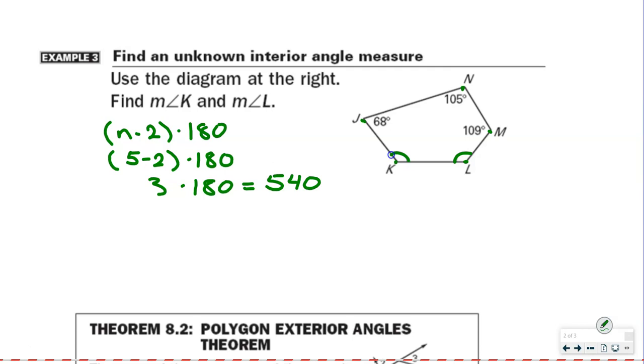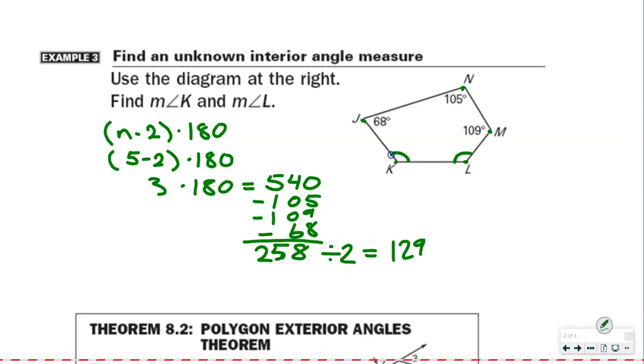including K and L. So if I subtract the ones that I do know, what's left over will be K and L added together. So I can subtract 105 degrees, 109 degrees, and 68 degrees. And once I subtract all of that from 540, I'm left with 258 degrees. Now that is K and L added together. And since K and L are both the same, I can just divide 258 by 2. That tells me that each of them will equal 129 degrees. So the measure of angle K is 129 degrees. The measure of angle L equals 129 degrees.